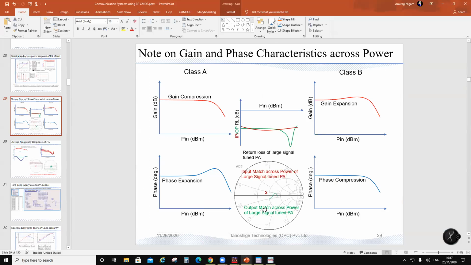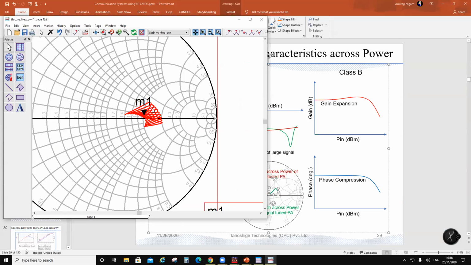Maybe it is inverted, maybe it is rotated like this. Right now you are seeing lots of curves like this, for different frequencies across power. Now they are all matched for small signal. What about the matching for power?